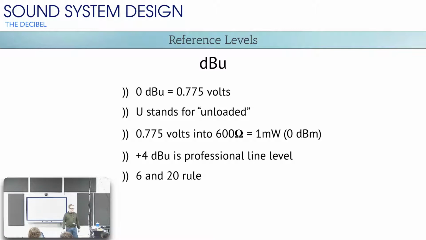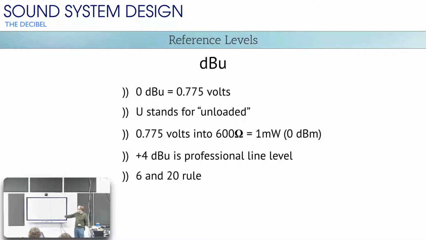Now, for professional devices in dBu, plus 4 dBu is usually the nominal operating level. What that means is when you see the meter hit 0 on the device, that voltage is probably hovering at plus 4 dBu, which is about 1.23 volts, okay? You can, of course, go higher than that. You can go lower than that, but usually that unity gain is going to be plus 4 dBu. It's voltage as well, so it follows that 6 and 20 rule, just like dBV. There you go. That's just one you gotta accept.